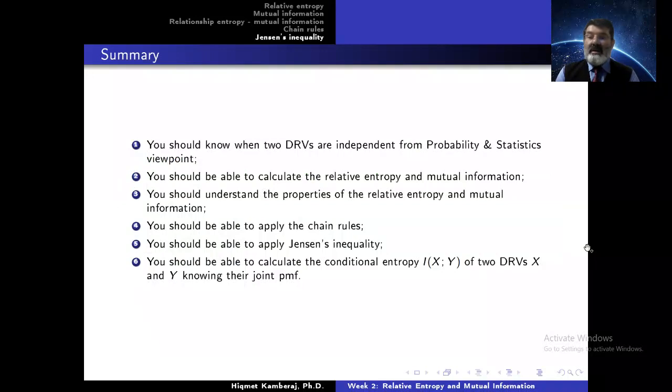So, in the summary, you should know when two discrete random variables are independent from the probability and statistics viewpoint. You should be able to calculate the relative entropy and mutual information. You should understand the properties of the relative entropy and mutual information. You should be able to apply the chain rules. You should be able to apply Jensen's inequality. You should be able to calculate the conditional entropy and the mutual information between two discrete random variables x and y, knowing their joint probability mass function.